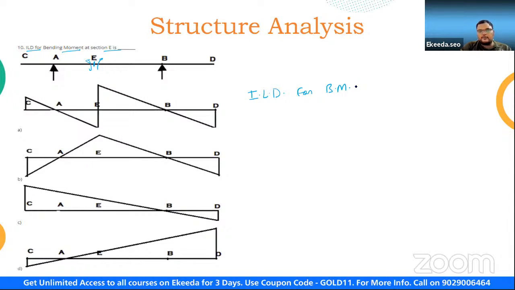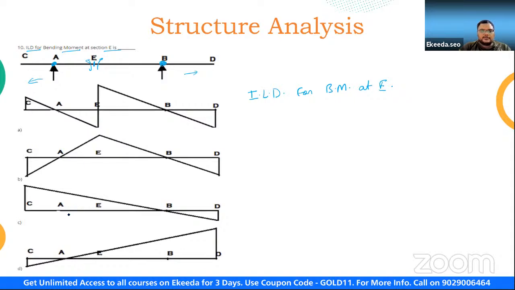So this one is what? Overhang on both sides. This is a simply supported beam up to points A and B, and it is overhanging on this side and on this side. So just try to find out using the same logic that I told you while determining the ILD for bending moment in a simply supported beam. In this case, we have to determine at point E. So see here, at this point the bending moment is going to remain 0, and at this point the bending moment is also going to remain 0, right?